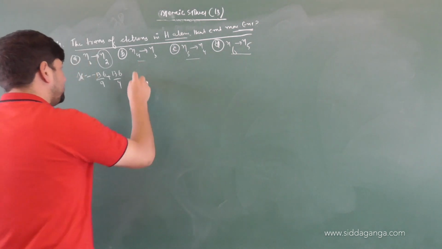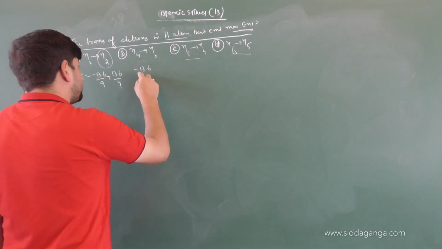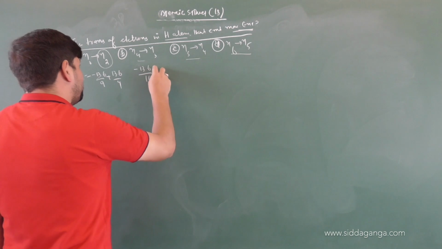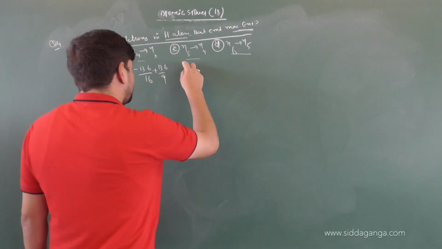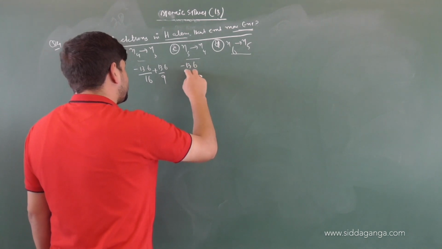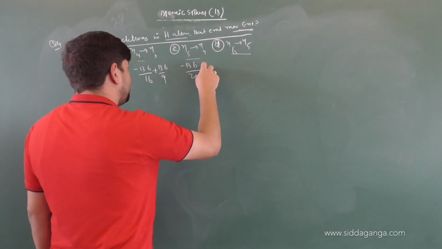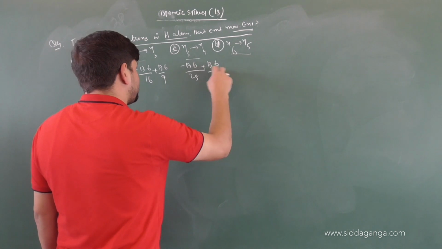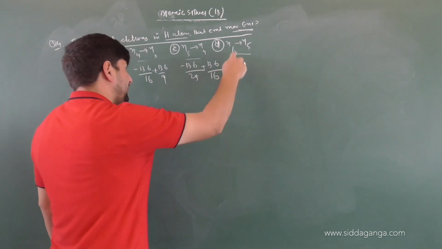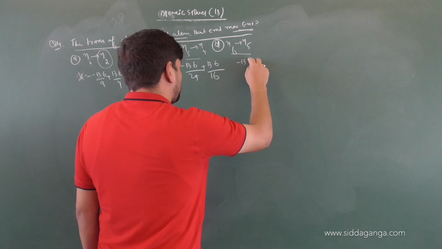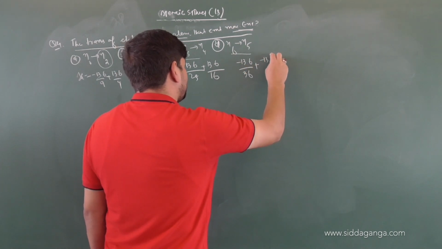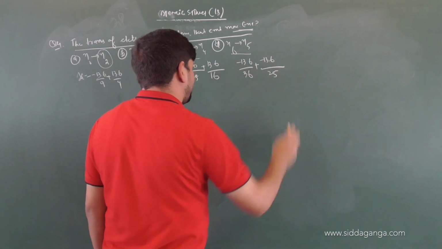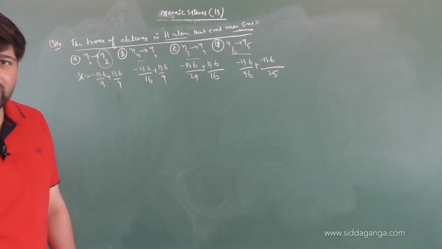What will be the value here? Minus 13.6 divided by 16 plus 13.6 divided by 9. Here, minus 13.6 divided by 25 plus 13.6 divided by 16. And here it will be minus 13.6 divided by 36 plus 13.6 divided by 25. Hope you are understanding what I am doing here.